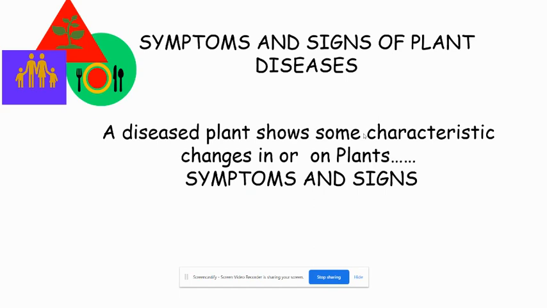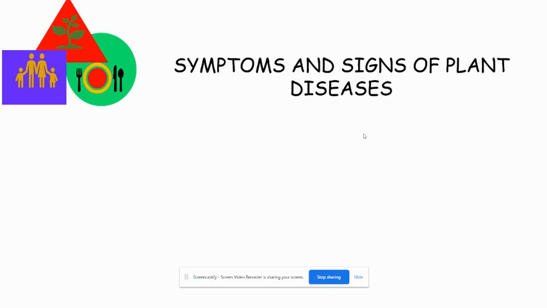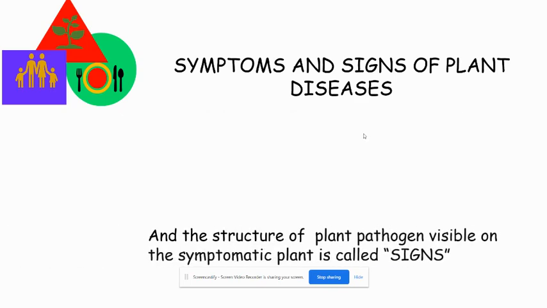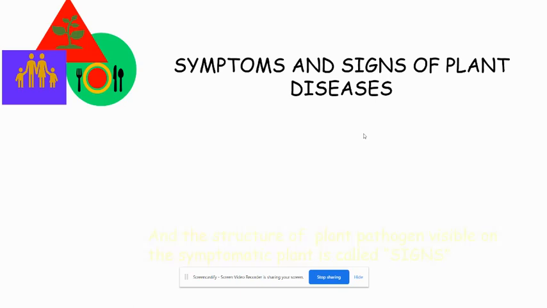A diseased plant always shows some changes in or on the body, and these changes are called symptoms or signs. Now let us make clear what these signs and symptoms are. Invasion and infection by the pathogen leads to development of some detectable changes in the host. These detectable changes which we can see are symptoms. On the other hand, the structures of plant pathogens which are visible on the symptomatic plant are called signs.